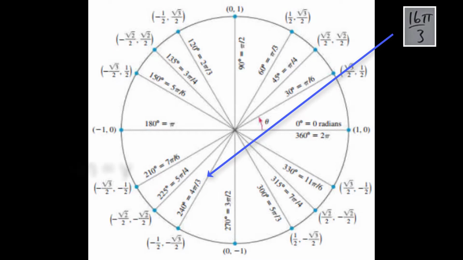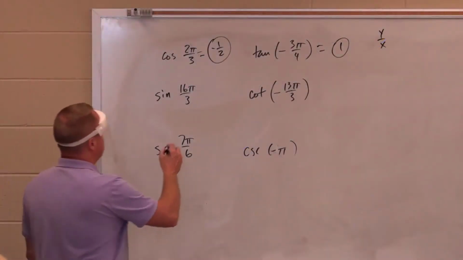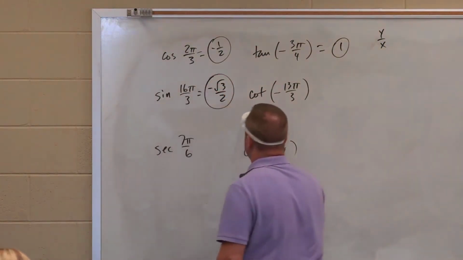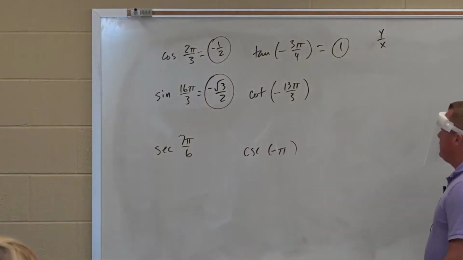Sine. Y value. Negative root 3 over 2. Is that right? Okay. Any questions about that? Okay. All right, let's see.